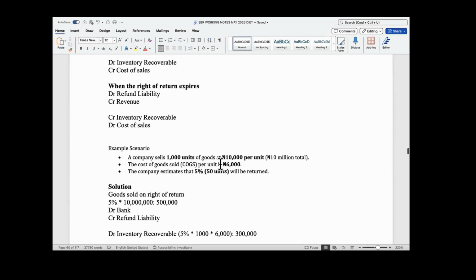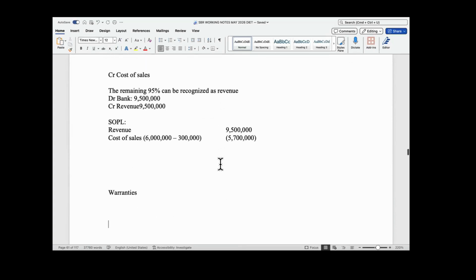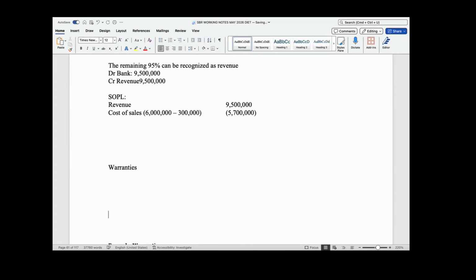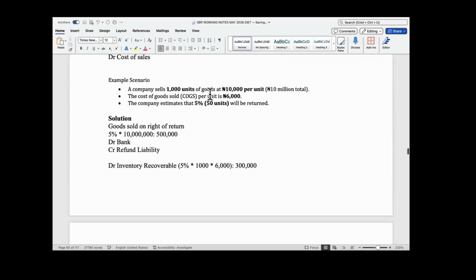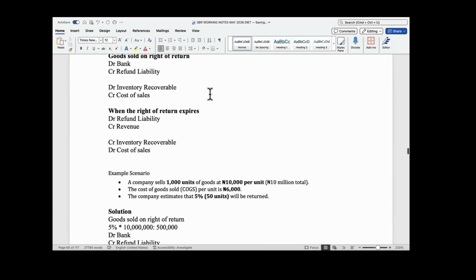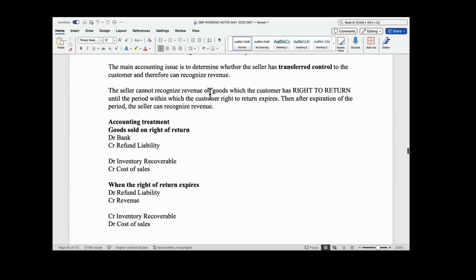Okay, now let's talk about warranties. Does everyone know what they are? Okay, yeah, David, I can see your hand. Please, can you help explain that cost of sale part again in the first explanation? Why are we removing from cost of sale and taking to inventory recoverable?